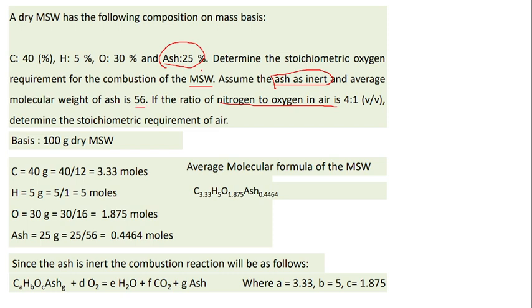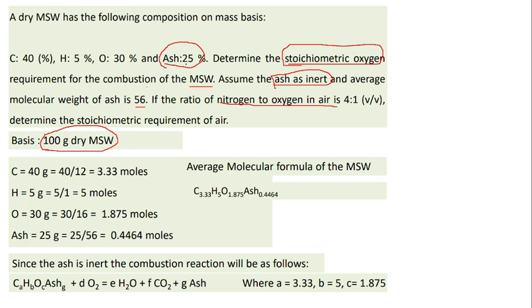Now the exact question asked is, to completely combust the waste into the gaseous product, the amount of oxygen required stoichiometrically. That is what we need to determine. For that, we are going to do the stoichiometric balance. First, assume that initially we are having 100 grams of municipal solid waste. 40% is carbon, 5% is hydrogen, 30% is oxygen, and 25% is ash.